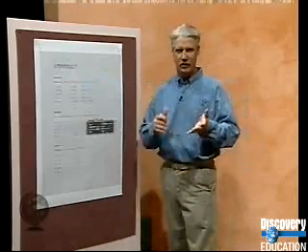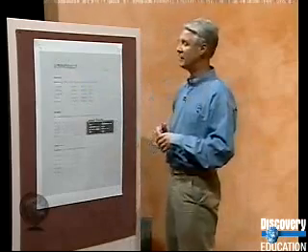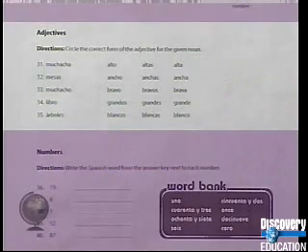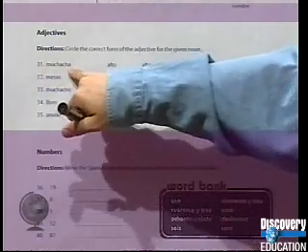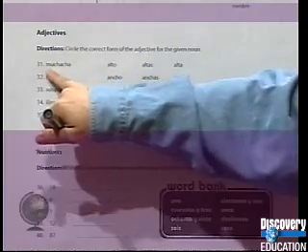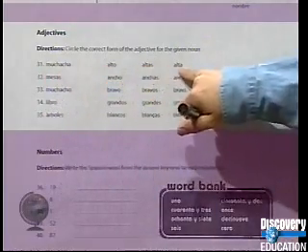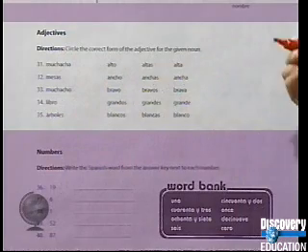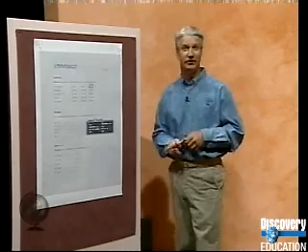Adjectives. Remember, we want to match the gender and number of the adjectives to the nouns that they're modifying. So circle the correct form of the adjective for the given noun. Muchacha. Well, that ends in A. It's feminine. It's singular. So we want a singular feminine ending. We have alto, altas, or alta. Singular feminine ending for that is going to be alta. Just circle that. Okay, should be pretty easy.